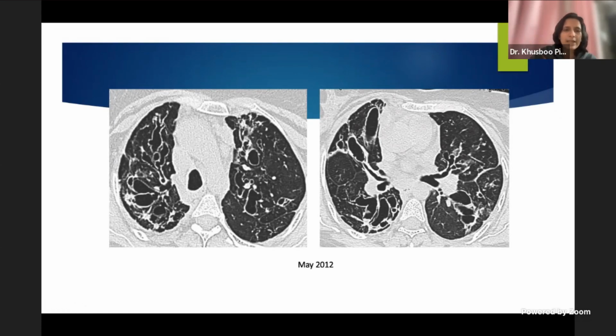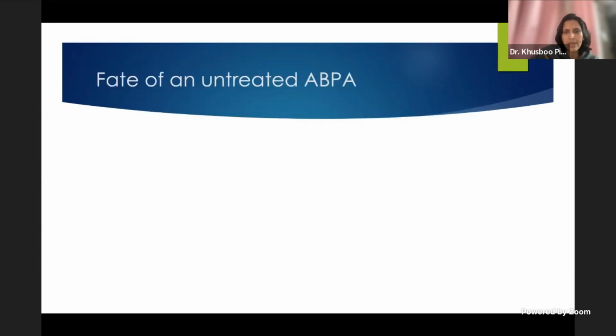And now finally we see a disease which is more towards a phase where we can also call it a fibrotic disease. And often there is so much of extensive fibrosis related to ABPA that it leads to a secondary pulmonary hypertension or cor pulmonale. So what is the fate of an untreated ABPA?